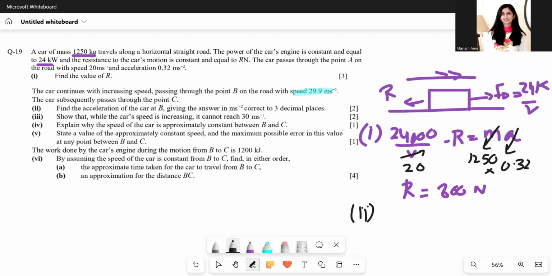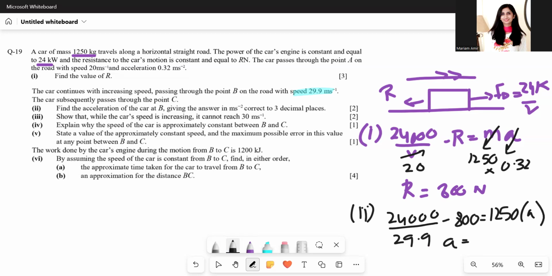So 24,000 power upon V, where V is now 29.9. Forward force minus backward force, which is R, which is now 800, is equal to mass, which is 1250, times a, and we have to find a now. Correct to 3 decimal places, this comes out to be 0.0021404, which rounds to 0.002 in 3 decimal places, meters per second square.